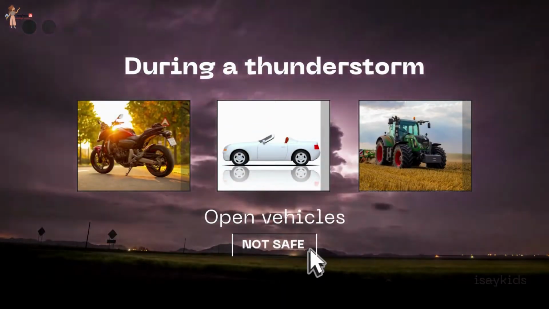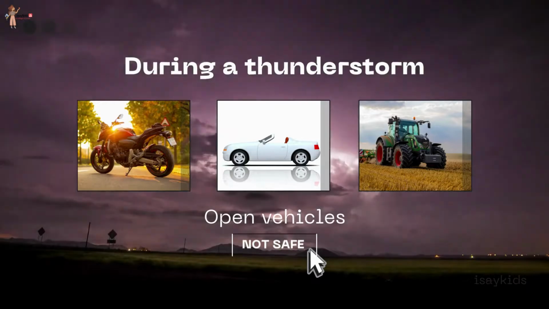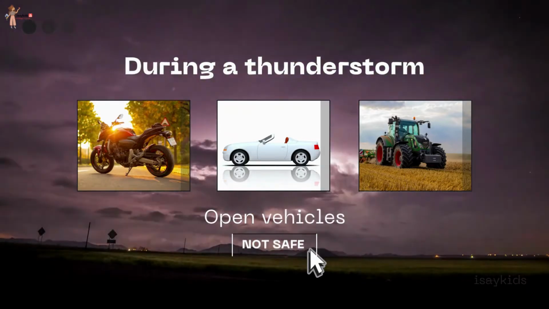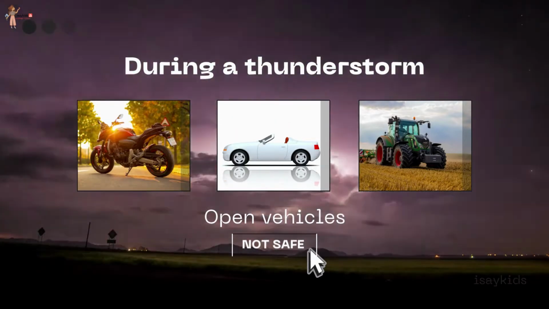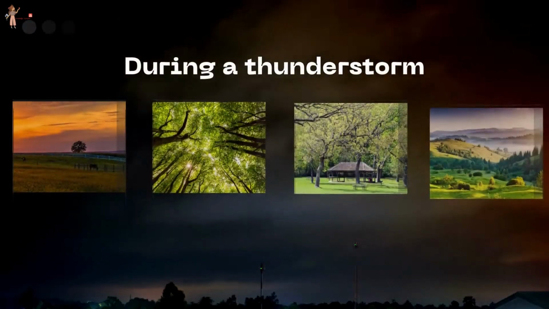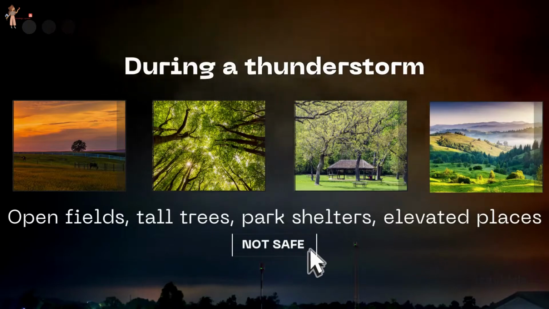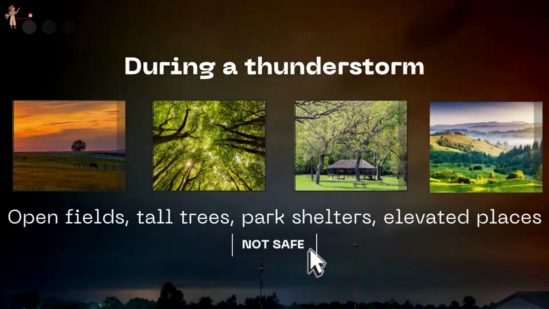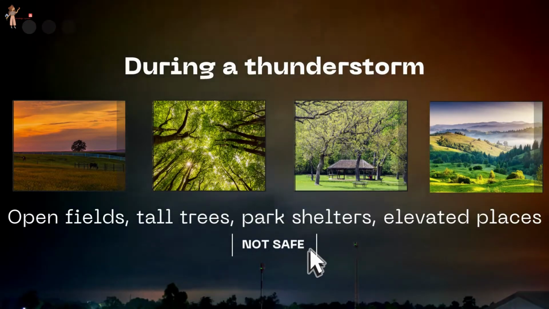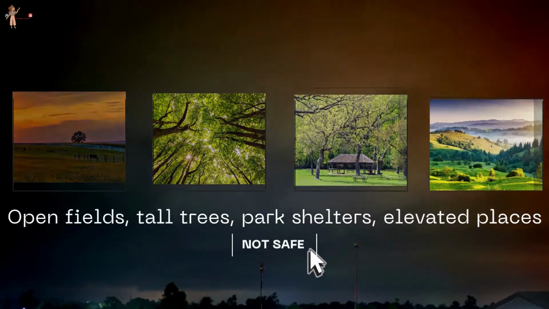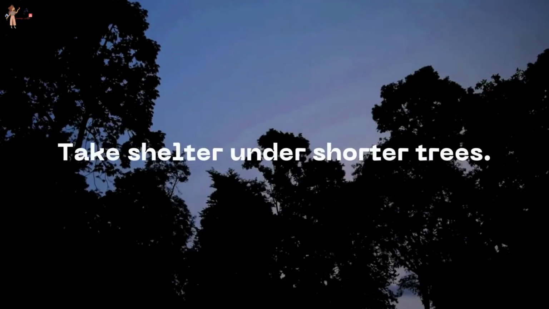Open vehicles like motorbikes, tractors, construction machinery, open cars are not safe. Open fields, tall trees, shelters in parks, elevated places do not protect us from lightning strokes. If in a forest, take shelter under shorter trees.